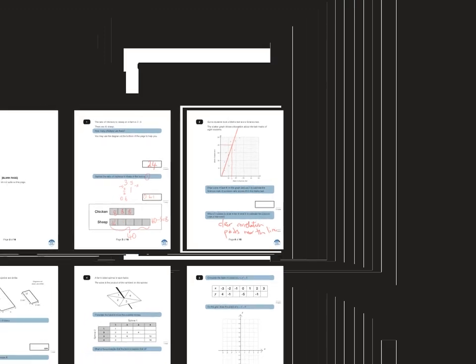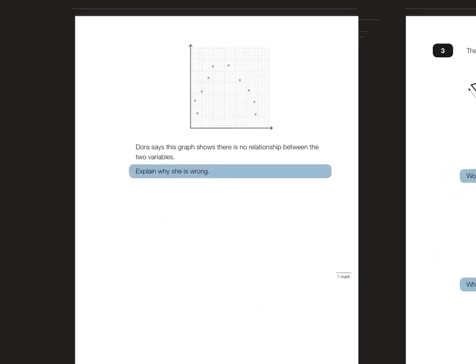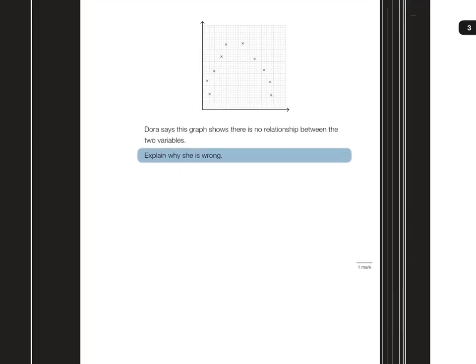And then we've got one more question on this. Dory says this graph shows there's no relationship. Now the keywords we're looking for here are non-linear. So there is a relationship, but it's a non-linear relationship. It's not a straight line.